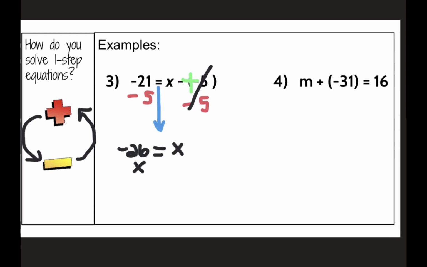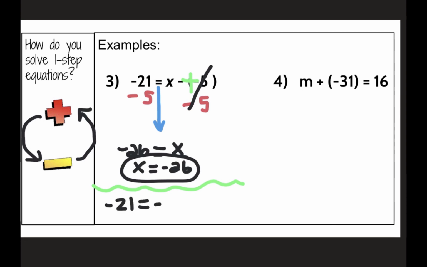Before I say I'm done, I'm going to flip this around. I like to see my variable first. I'm going to use substitution. I'm going to plug negative 26 in for x. So we have negative 21. Does that equal negative 26 plus 5? Yes, it does. And again, something unique with this problem was it was take away a negative 5. So we had to change that first because that really means plus whenever you're taking away the negative. The positive is default.